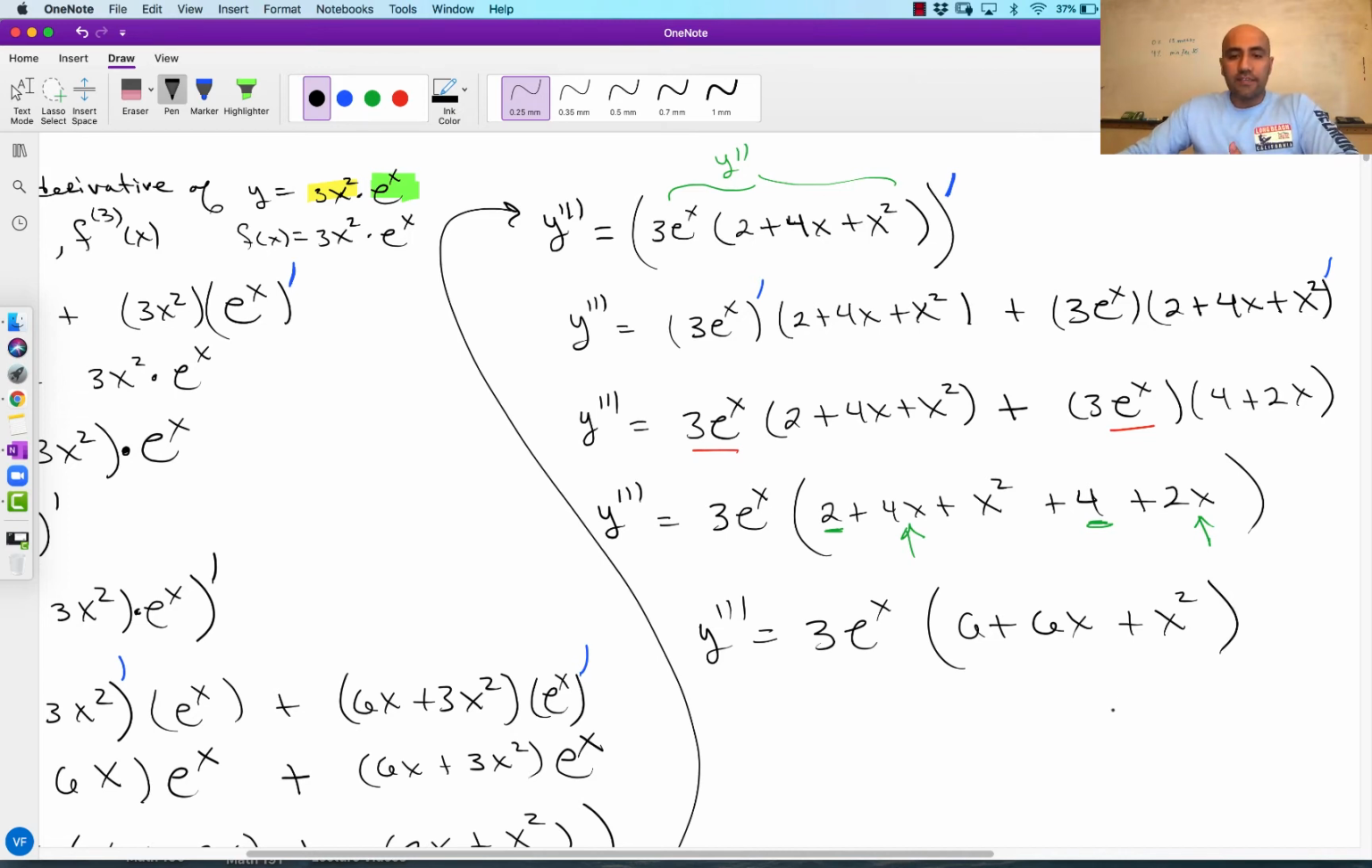So that's good enough as an answer, or if you'd like, we can distribute it and turn it into a nice pretty polynomial. The third derivative equals 18 e to the x plus 18 x e to the x plus 3x squared e to the x.